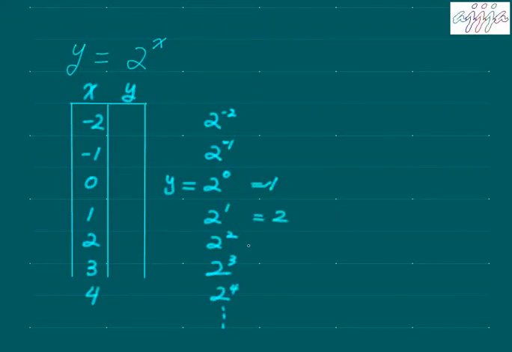Now, 2 to the first power? 2. That's right. 2 to the second power, which is 2 times 2, which is 4. 2 to the third power is 8. 2 to the fourth power, 16. So on. Like, from here, double, double, double.